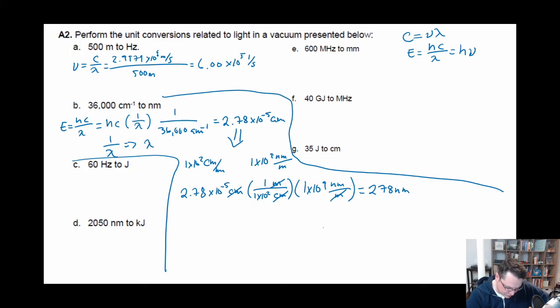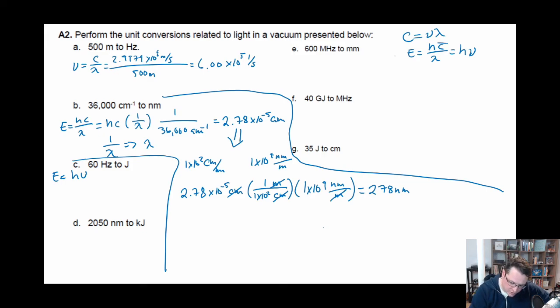All right, so C, 60 hertz to joules. That equation is just simply going to be E equals h nu. So you just simply plug in Planck's constant, 6.626 times 10 to the negative 34 joule seconds. You multiply that by the frequency that you have, 60 hertz, and a hertz is 1 over a second. So you just multiply those two and you get what the energy is in joules.